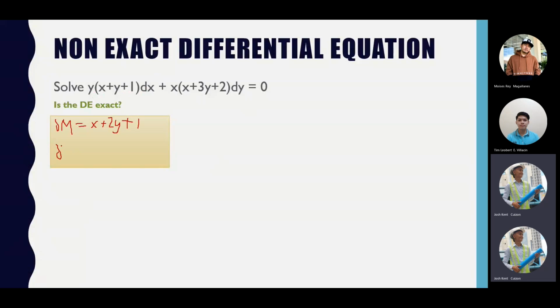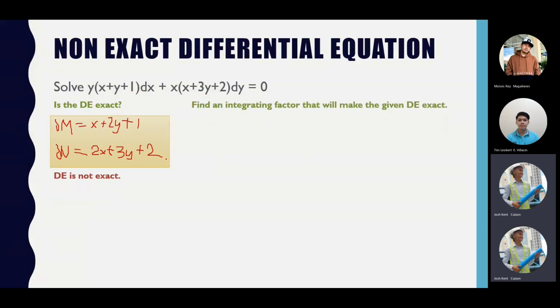While the partial of n, x times x is x squared. So the derivative of x squared is 2x. 3xy, the derivative of 3xy with respect to x is 3y, plus 2x, so just 2. So therefore, we can say that our given DE is not exact.